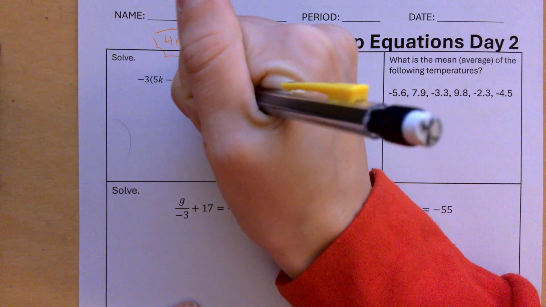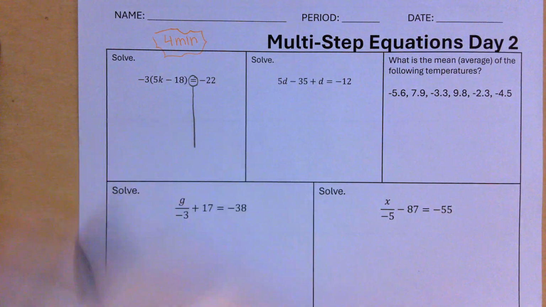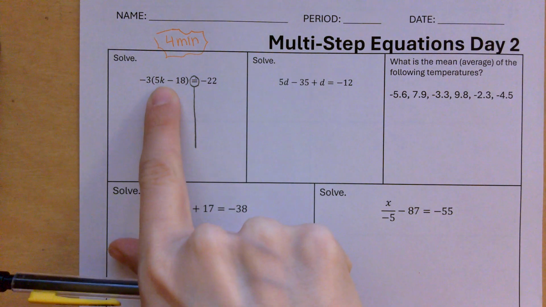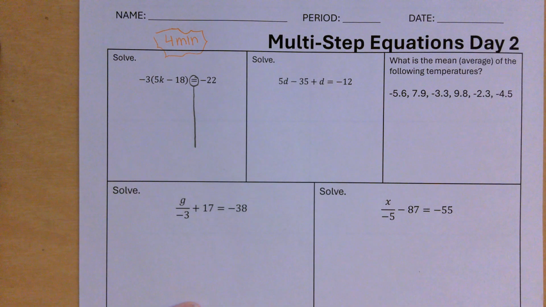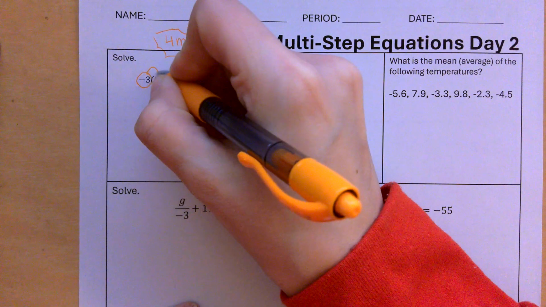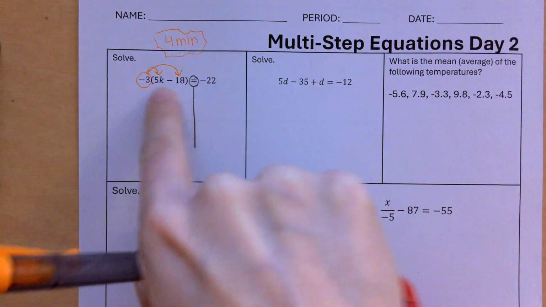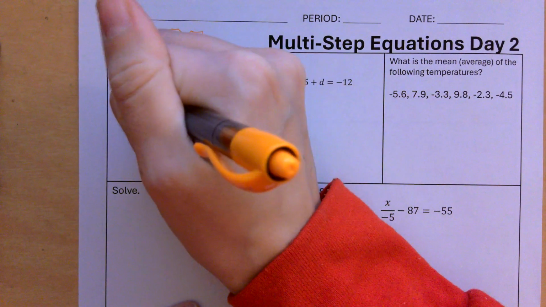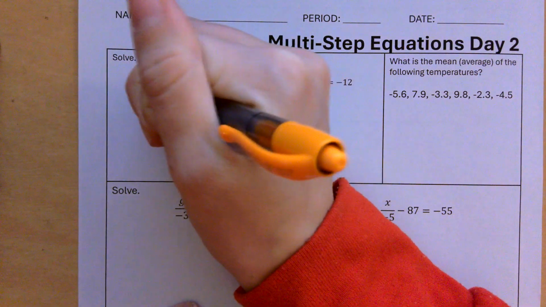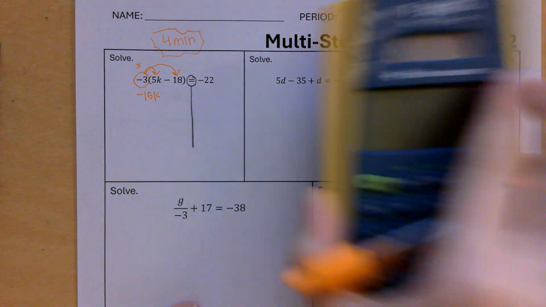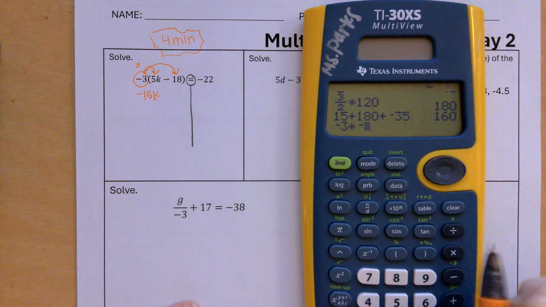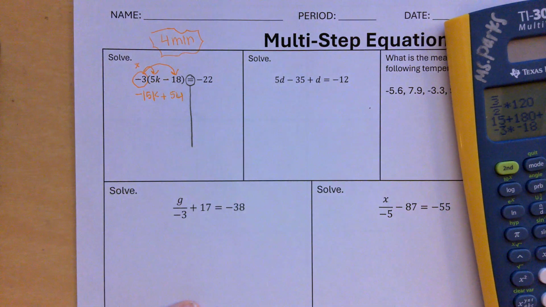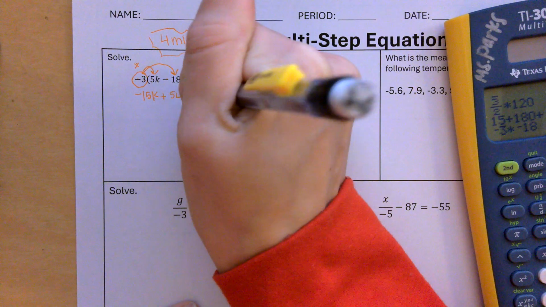Okay, so I circled the equal sign because equations are balanced and must remain balanced. And we're always solving for our variable. Now our variable's on this side, so I'm going to start on this side. And we see parentheses, which means we first need to distribute. And we only distribute to the group. Negative 3 times 5k is negative 15k. Negative 3 times negative 18, let's check that. Negative 3 times negative 18 is 54, positive. And then I bring down my equals negative 22.